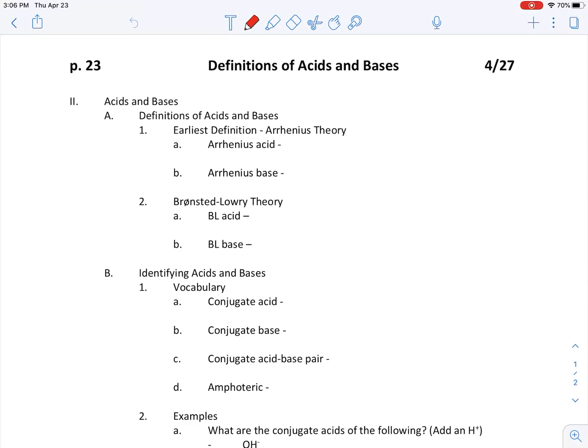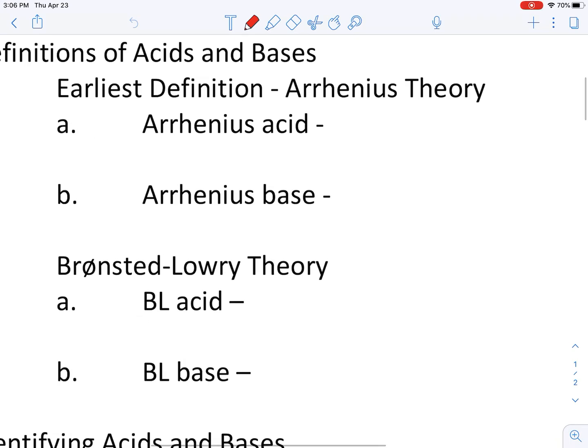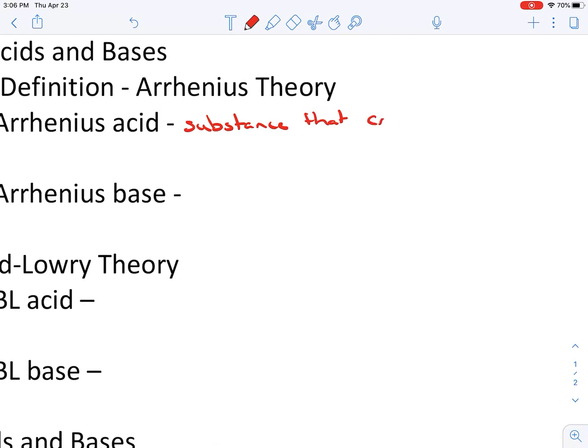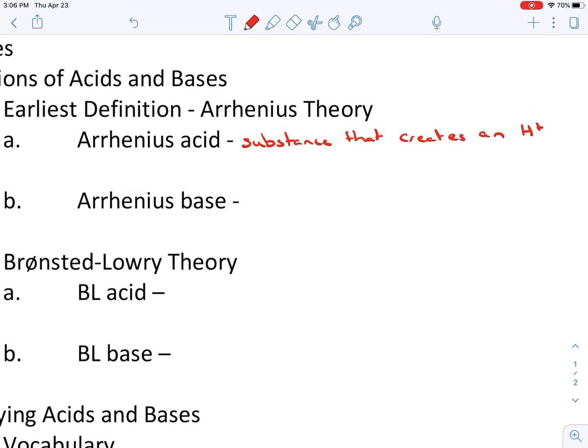Arrhenius did a lot of work with solutions, and he defined an acid as a substance that creates an H plus in solution. All right, so an acid is one that creates an H plus. So then a base at that point is a substance that creates an OH minus.